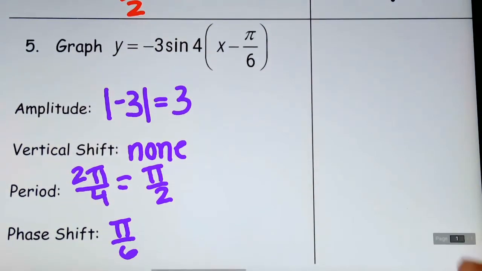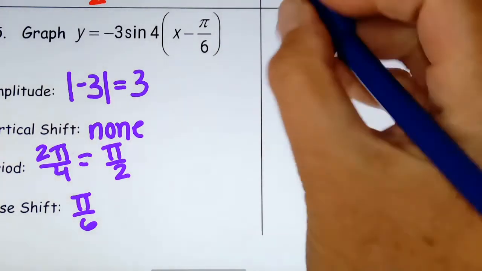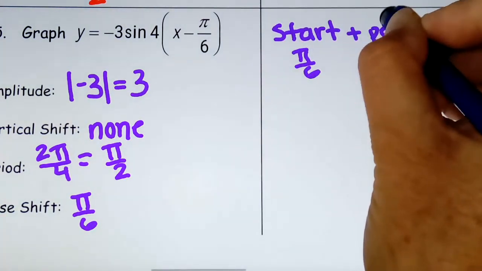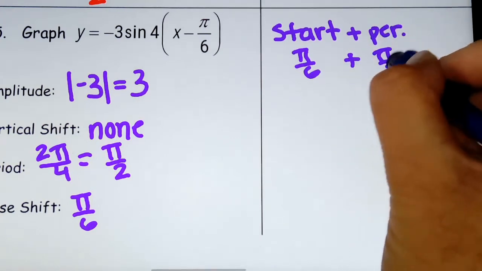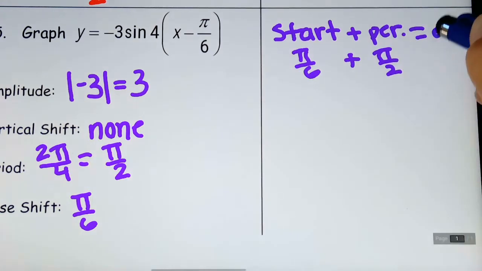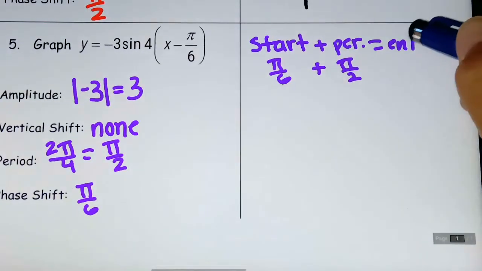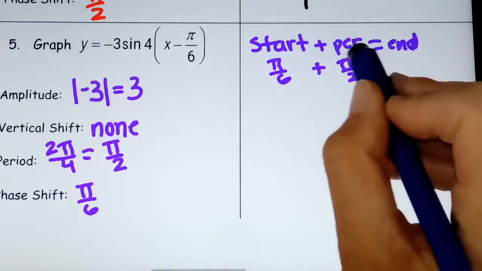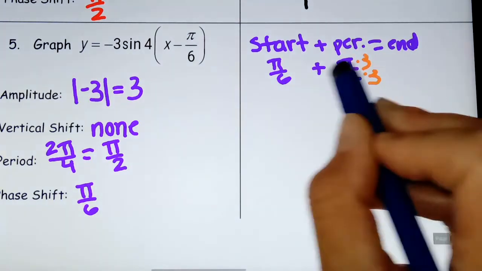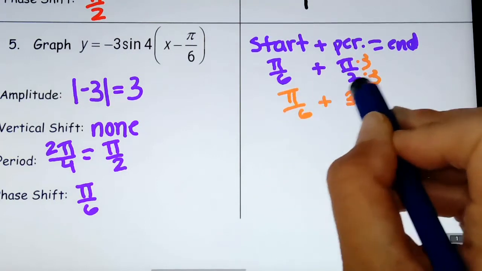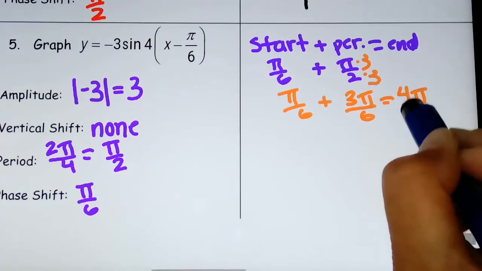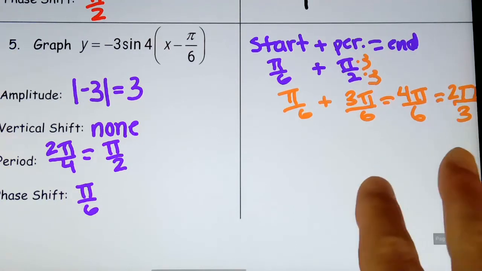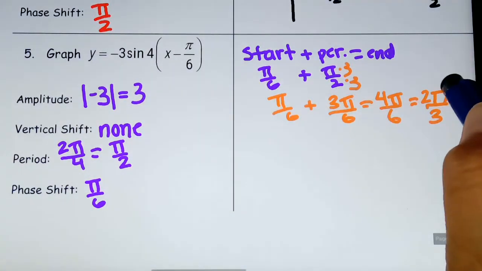Okay, pi 6. So then again, what I like to do is figure out where I'm starting and ending. Well, I know where I'm starting. My start is my pi 6, which was my phase shift. I'm adding my period, and my period was pi halves. And that's going to give me my end. Now, I want to get a common denominator here, so I can multiply top and bottom of this one by 3. So I really get pi 6 plus 3 pi 6, which is 4 pi 6. Now 4 pi 6 you can reduce. 2 goes into both of them to 2 pi thirds. So I'm starting at pi 6 and I'm ending at 2 pi thirds.